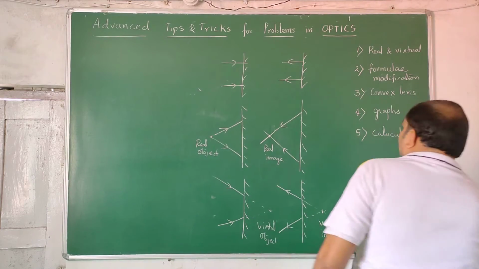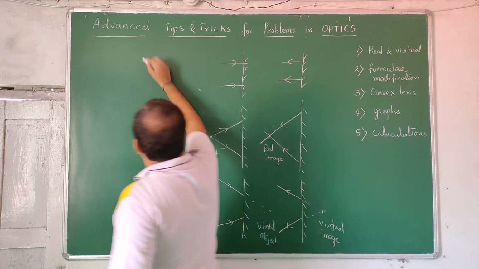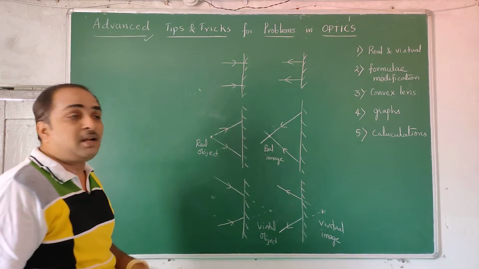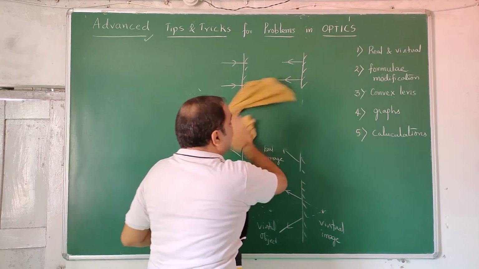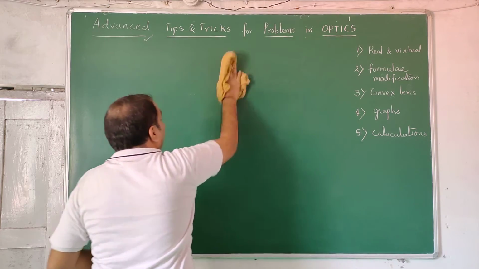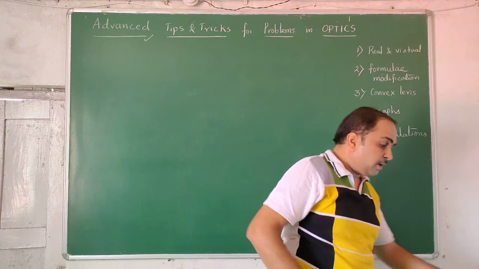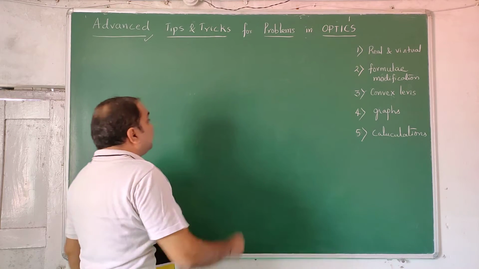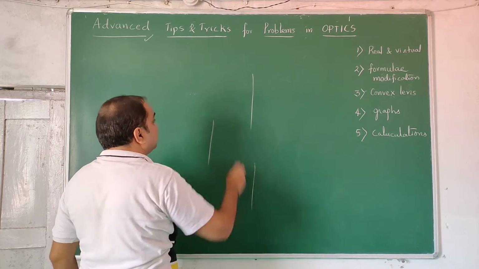But I told you this is an advanced topic. We are going to deal with some typical questions. To understand those typical questions, first we have to understand what a real image and what a virtual image is. So, for example, we have mirrors like this.